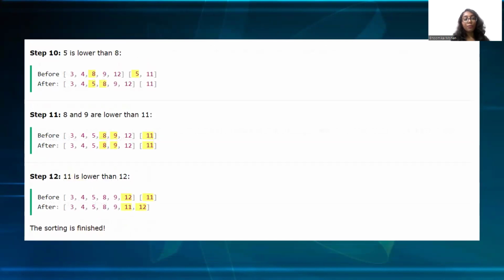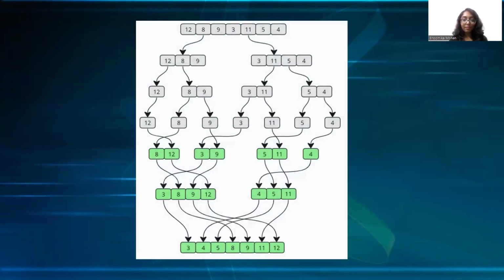Coming to step 10, 5 is lower than 8. So it becomes 3, 4, 5, 8, 9, 12 and 11. And coming to step 11, 8 and 9 are lower than 11. So the sorted array looks as 3, 4, 5, 8, 9, 12 and 11. And coming to step 12, 11 is lower than 12. So after the process is done, the sorted array looks as 3, 4, 5, 8, 9, 11, 12. The sorting is finished according to merge sort. So this is the diagram of the process of the merge sort.